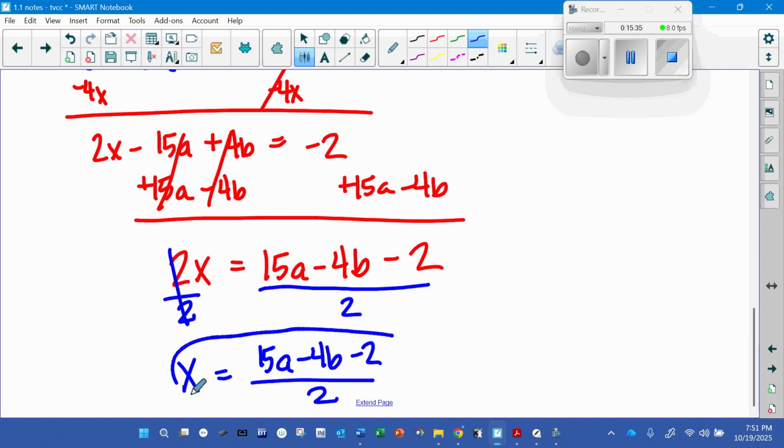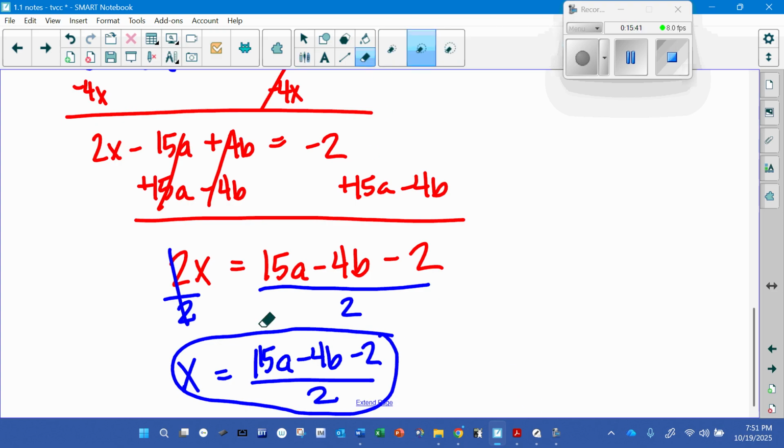And we're going to leave our answer just like that. You don't have to worry about simplifying it. Oh, I think I just made that worse. You don't have to worry about simplifying it. You just leave it as is. And you're done.